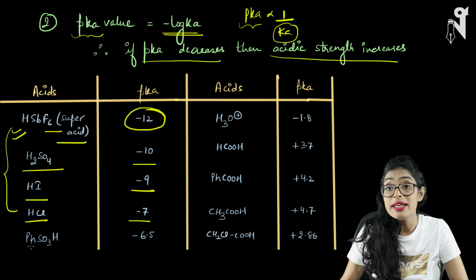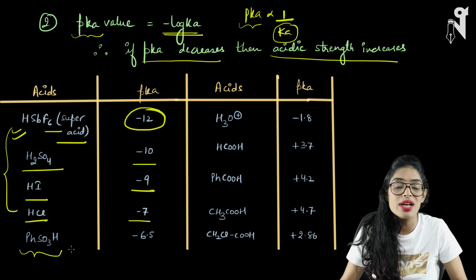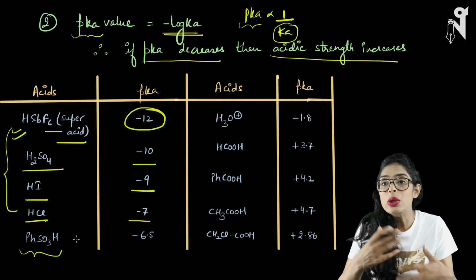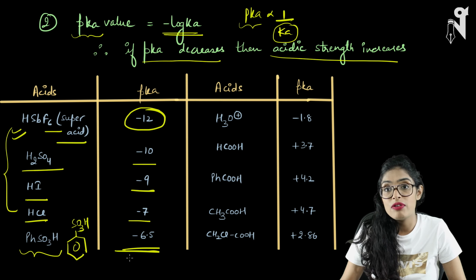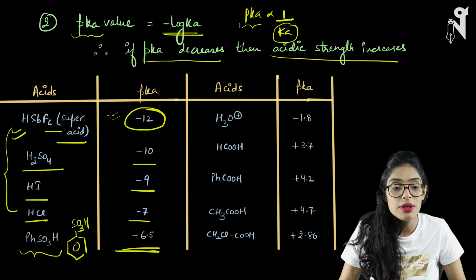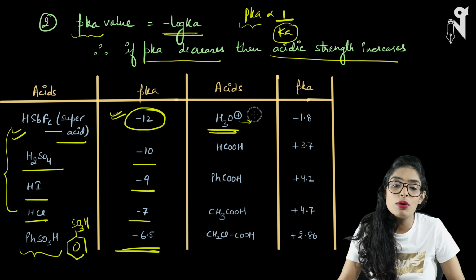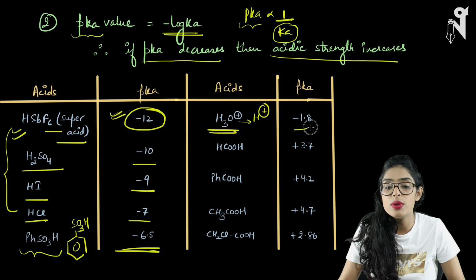Now comes one organic acid, which is a very strong acid among the organic acids, that is PhSO3H, basically benzene sulfonic acid. It has a value comparable to the inorganic acids, -6.5 pKa. So acidic strength is pretty high, right? As you can see, the pKa value is lesser here, so lesser means more acidic strength. Least pKa value means most acidic strength. Now when you talk about H3O+, which is capable of giving you H+, it has a pKa value of -1.8.